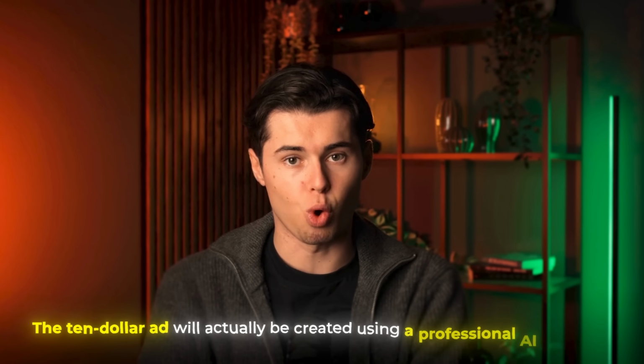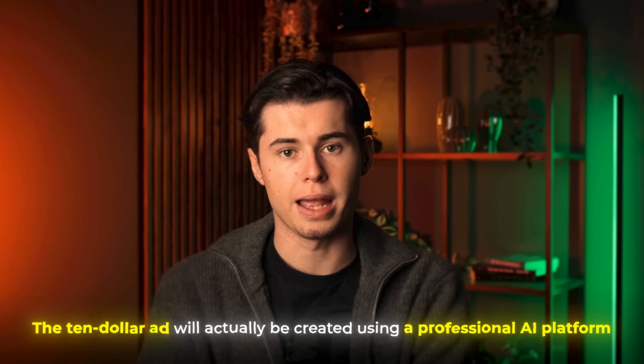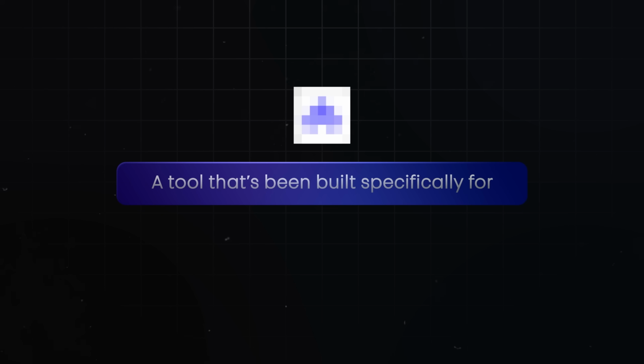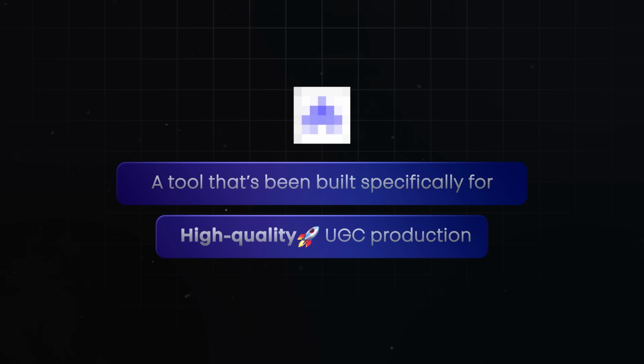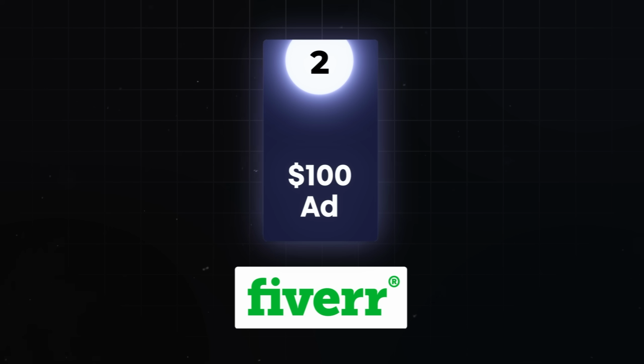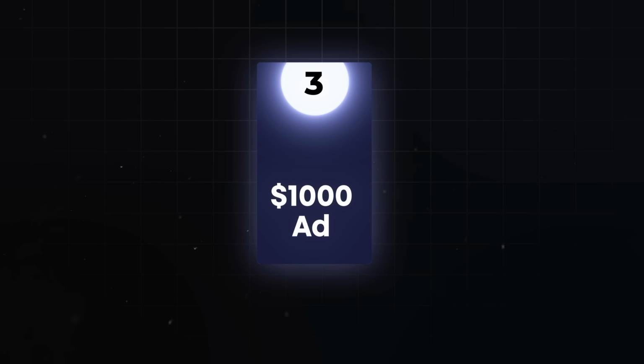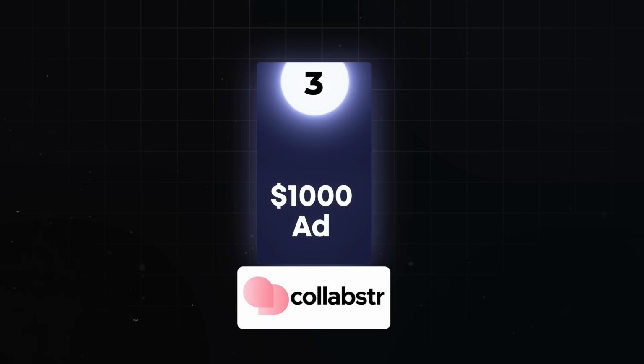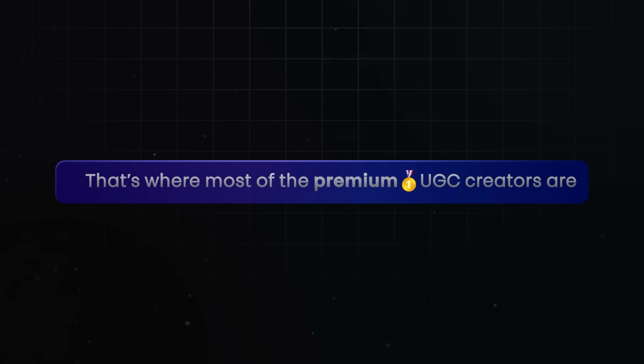The $10 ad will actually be created using a professional AI platform, a tool that's been built specifically for high-quality UGC production. I'll keep which one is a secret for now, because I want you to see it in action later. The $100 ad is coming from a Fiverr creator, and for the final one, the $1,000 ad, I'm hiring a top-tier creator from Collabstr. That's where most of the premium UGC creators are.